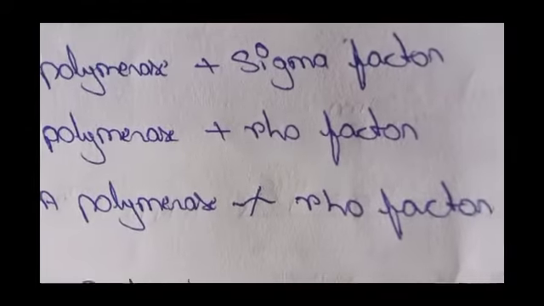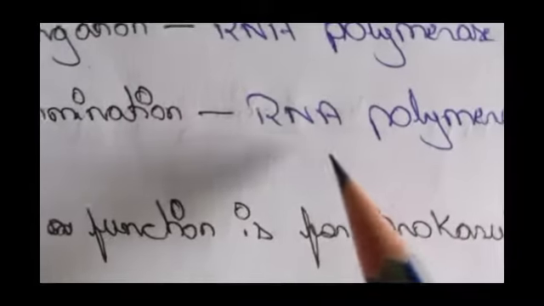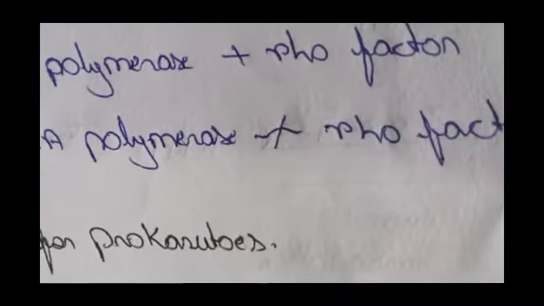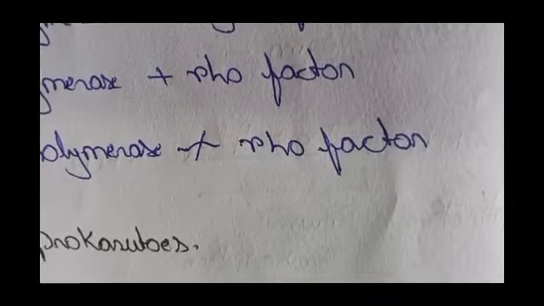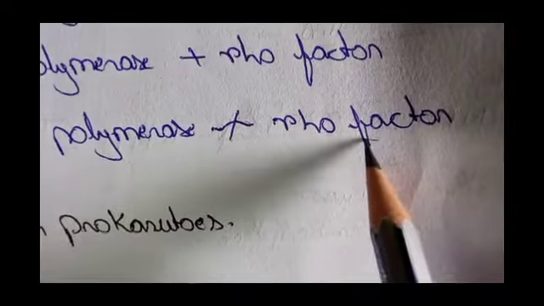And the termination phase is RNA polymerase with sigma factor only, not the rho factor. That's why it can cut at the rho factor. Okay.